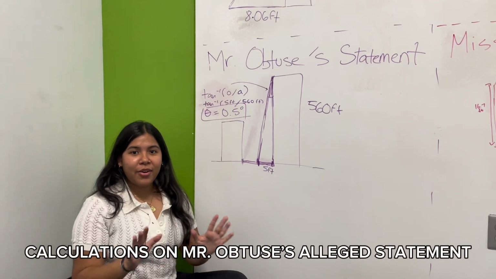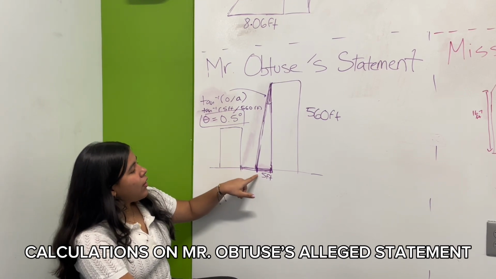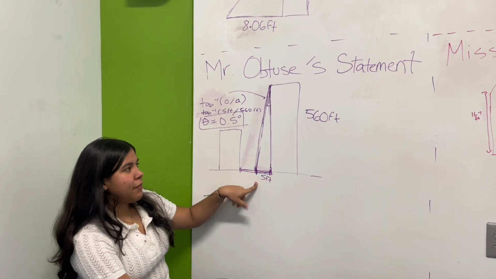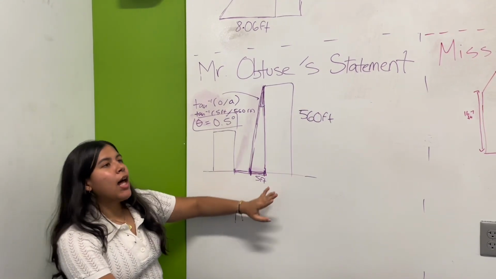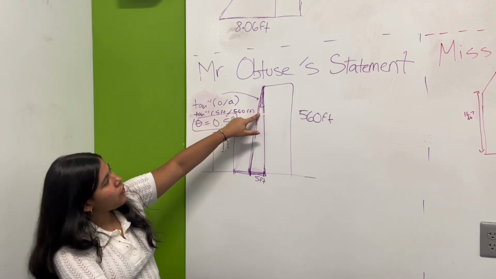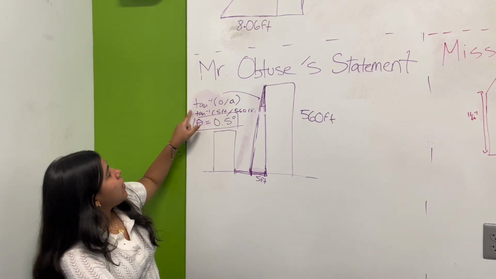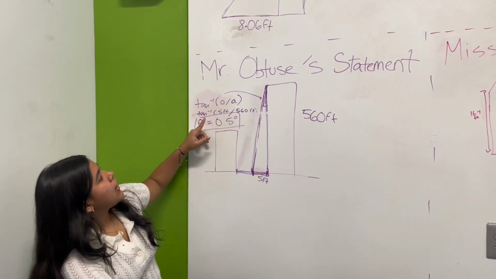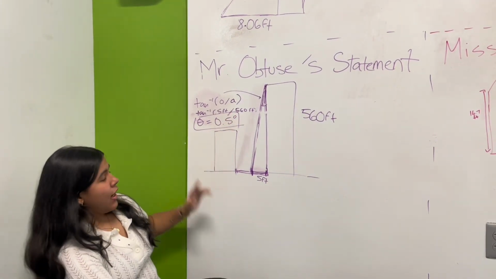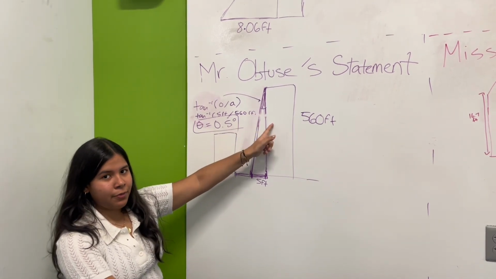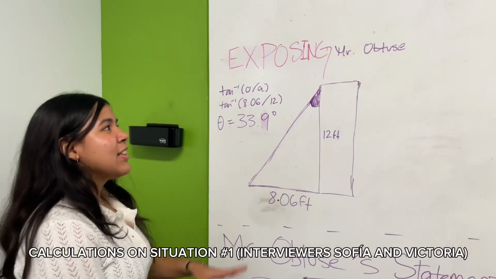Okay, allegedly, Mr. Obtuse was saying that he saw the person after 5 feet, and the building was 560 feet. Based on that, we're gonna find the angle of this area to find if he was lying or not. So we got the inverse tangent of the triangle, and that's what we divided, 5 feet by 560 feet, and that's how we got that the angle was 0.5 allegedly. Situation 1.